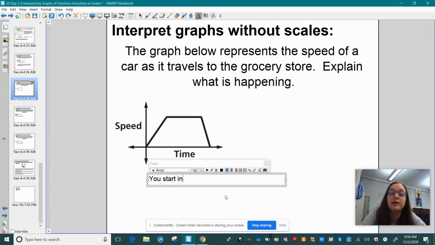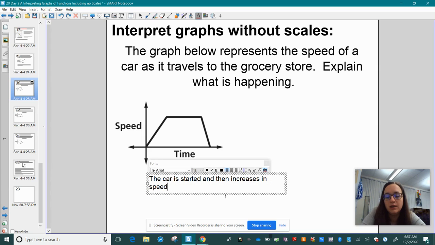Oh, your car. I guess not you. You're not driving your car. The car is started, and then notice it's going up, so it's increasing. Increases in speed until.